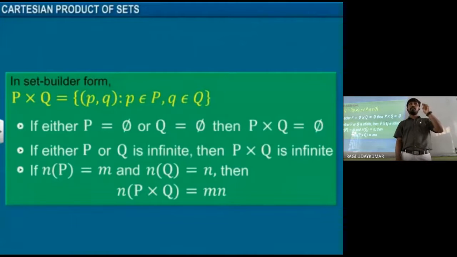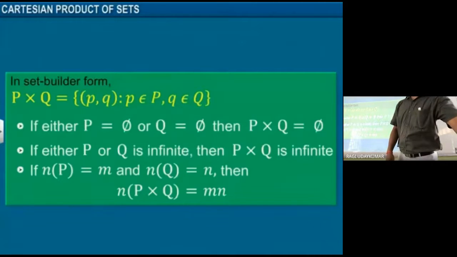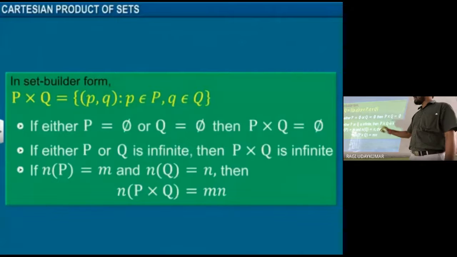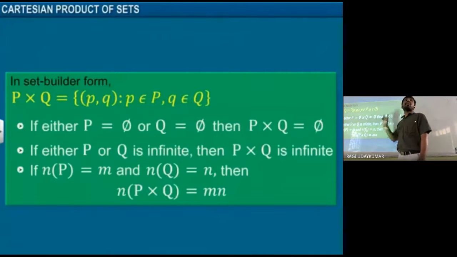Suppose the first set has 3 elements and the second set has 2 elements. Then what will be the number of elements in the product of both? 3 into 2, that is 6. So n represents what here? The number of elements. So the number of elements in P cross Q will be m into n. That is the number of elements in a Cartesian product of two sets.